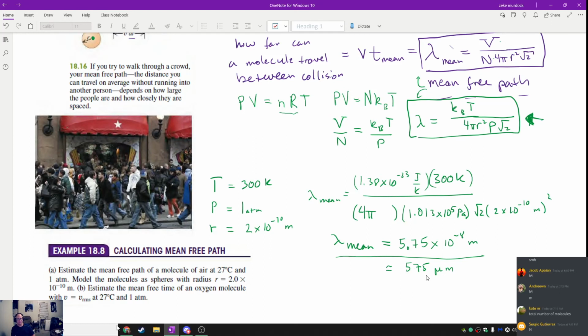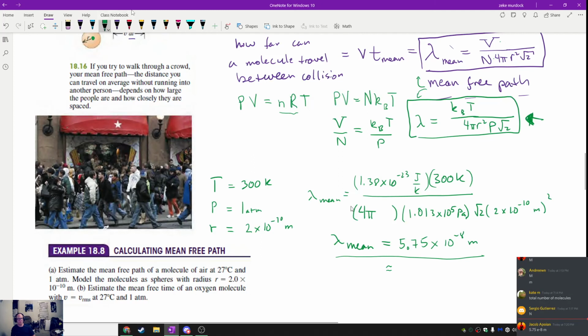No, that's not right. No. It would be... You all got the same answer? All right. This would actually be like 57.5 nanometers. Not very far. It can travel like a few radii, a few thicknesses of the atoms themselves, before colliding. Yep.